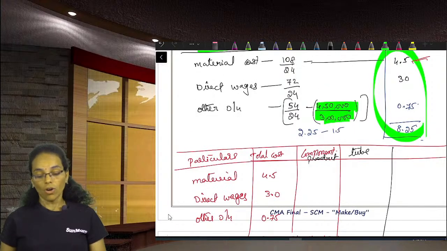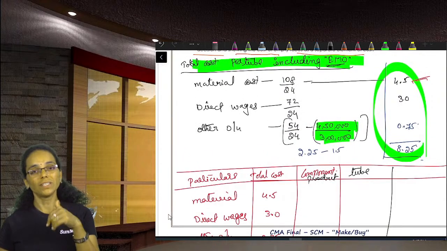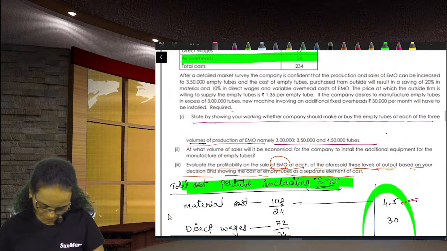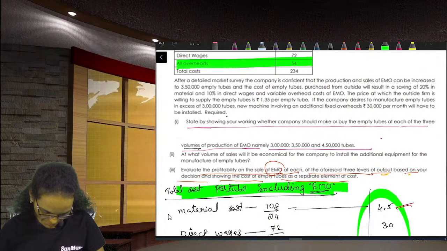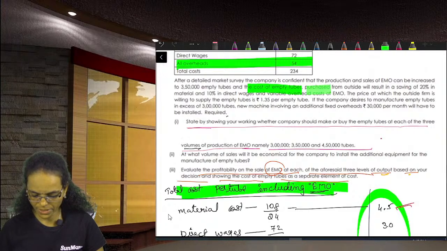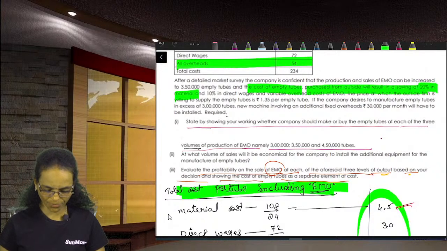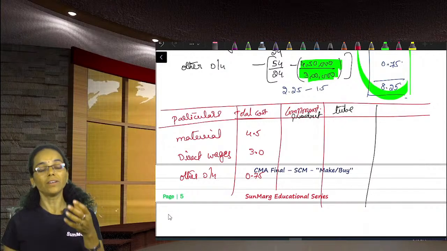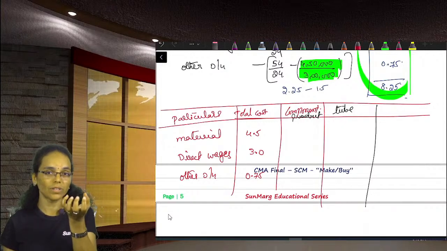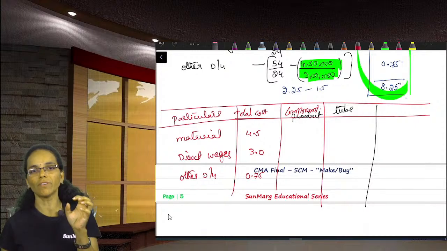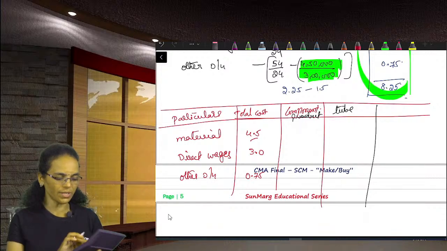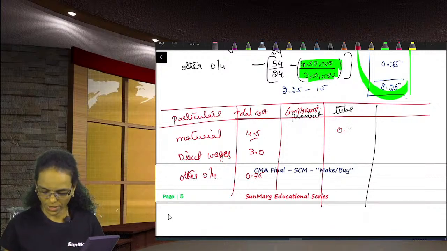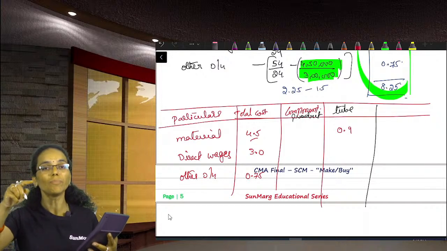See, the cost of tube information is given, but the component information is not directly given. See how we will calculate. Again we go back to the question. The cost of empty tubes purchased from outside will result in saving 20% in material. In the sense, 20% of the material cost you are incurring exclusively for the manufacturing of tube. So 4.5 into 20%, you are getting 0.9 as the cost of material incurred for preparation of tube.